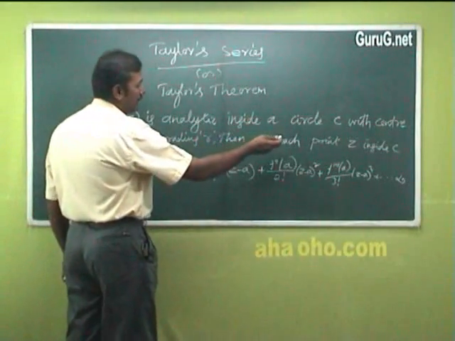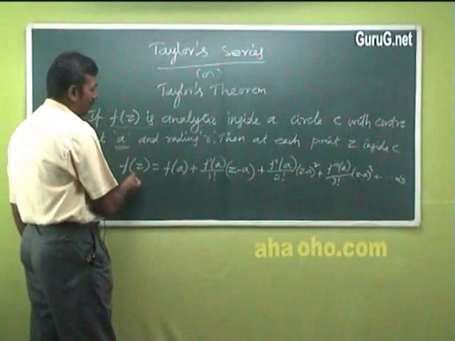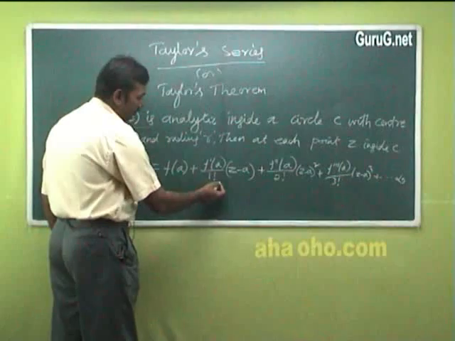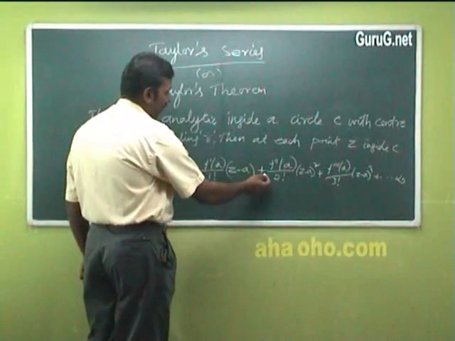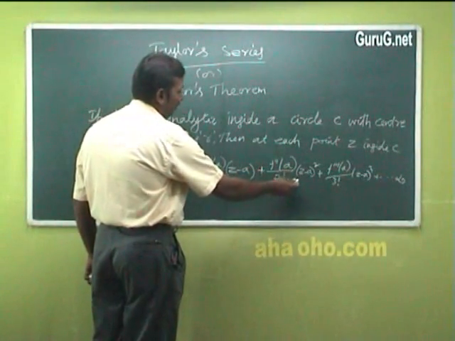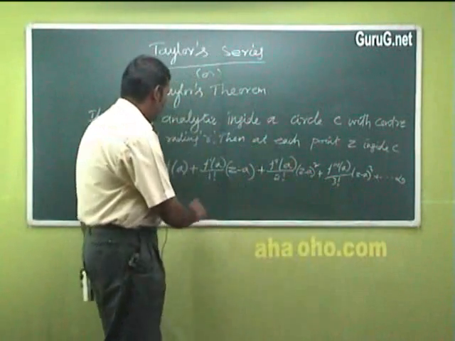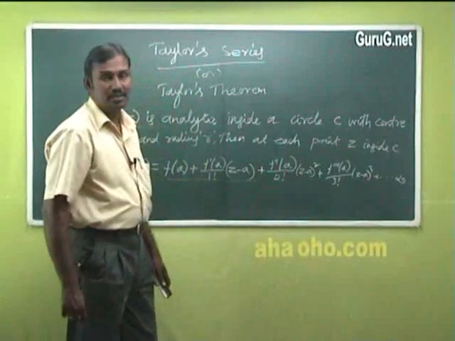Then at each point z inside C, f of z can be expressed like this: f of a plus f dash of a by 1 factorial into z minus a plus f double dash of a by 2 factorial into z minus a the whole square plus etc. So this is called Taylor's series.